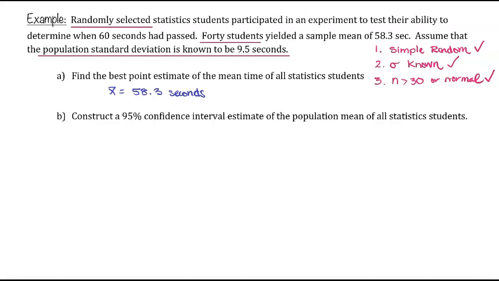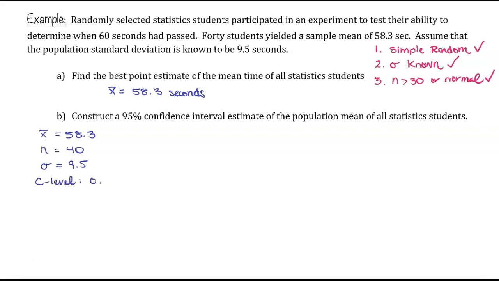Now let's construct our confidence interval. Let's list out everything we know. We have a sample mean of 58.3, a sample size of 40, a population standard deviation of 9.5, a confidence level of 0.95, which leaves 0.05 left over for alpha, and dividing that by 2, we have 0.025 for alpha over 2.